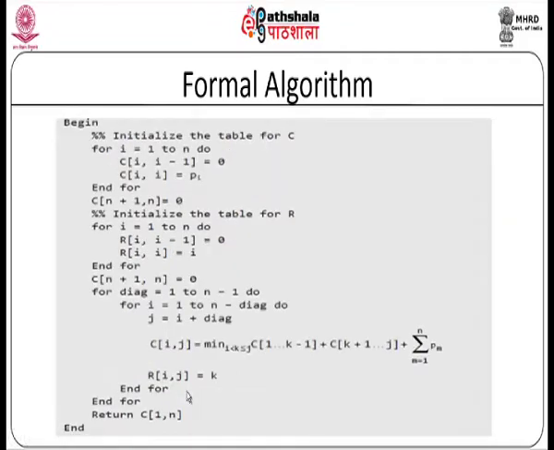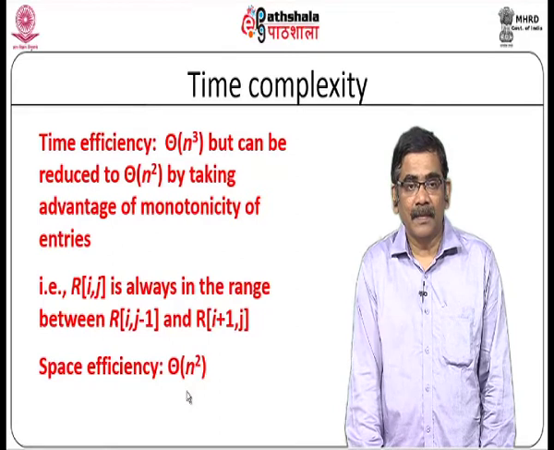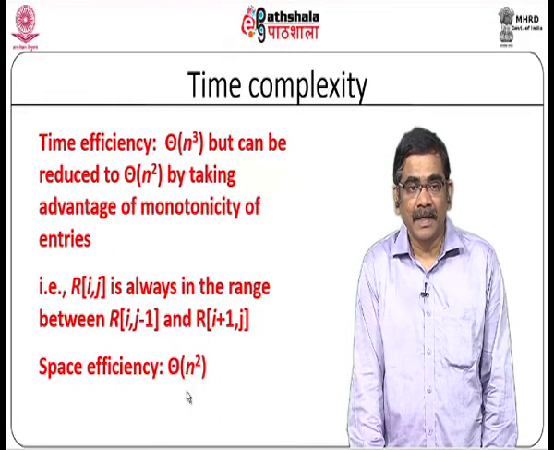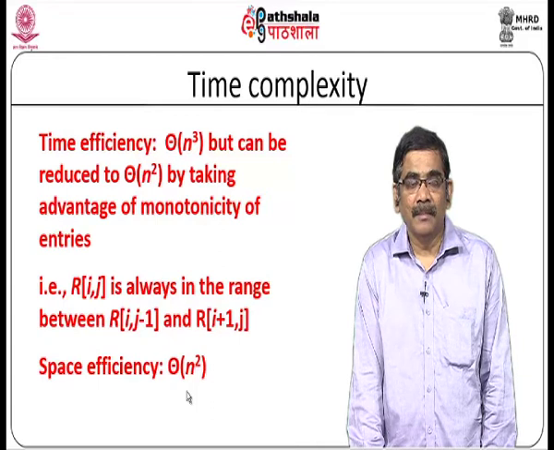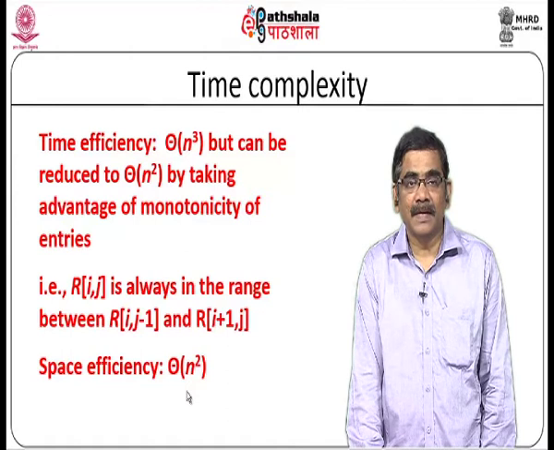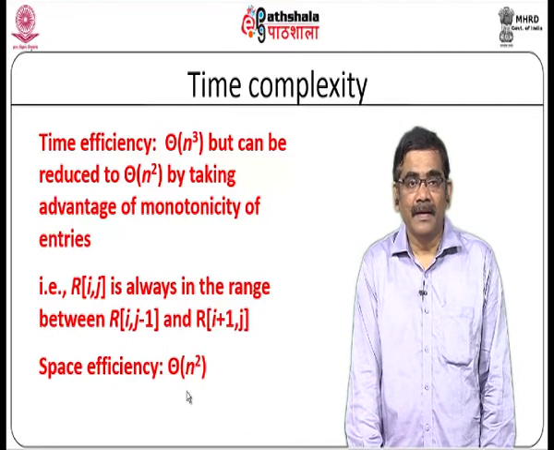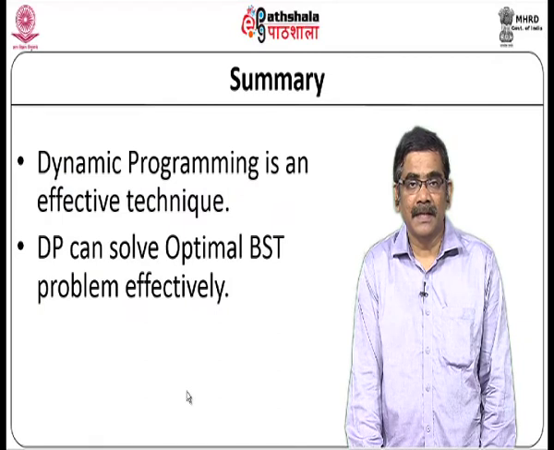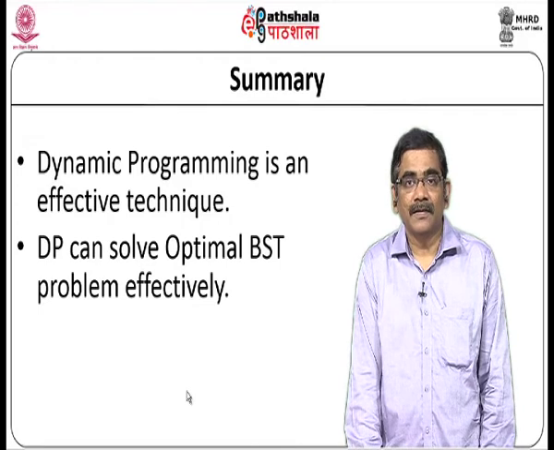This is the complete algorithm for this, and what is the time complexity? Time complexity is going to be theta of n cube, but taking advantage of the monotonicity, where R of i comma j is always going to be in the range, we can say that this can be reduced to theta of n square. And what is the space efficiency? It is going to be theta of n square. In summary, we can come to a conclusion that dynamic programming is a very effective technique. Dynamic programming can solve the optimal binary search tree problem effectively.